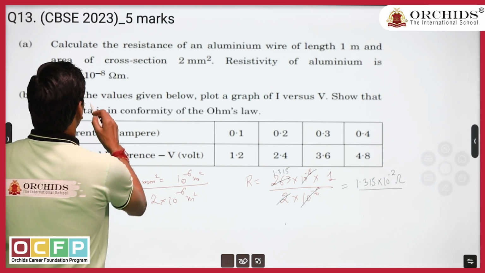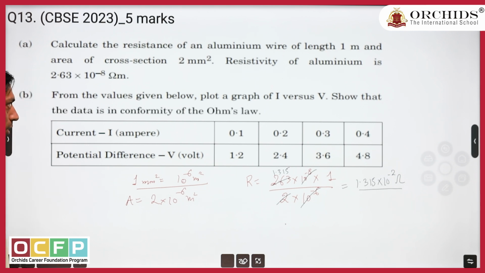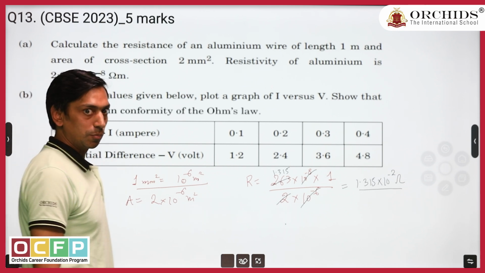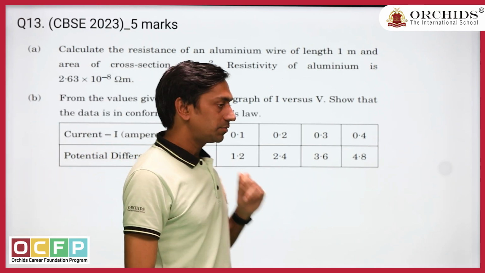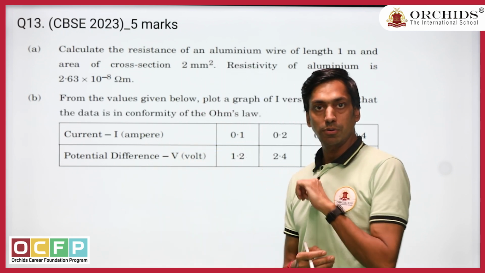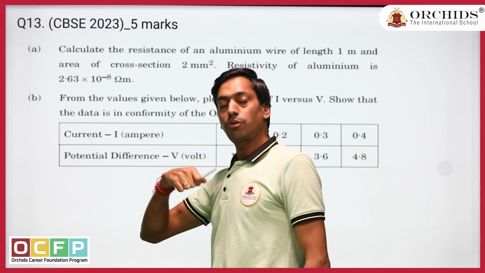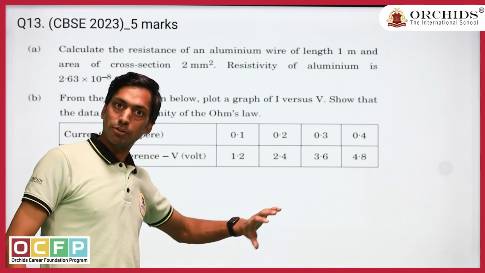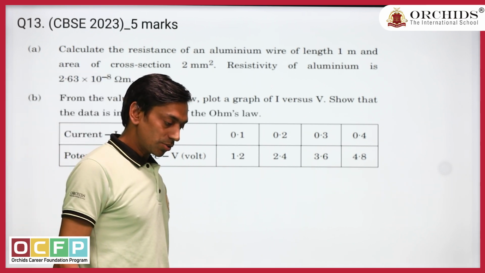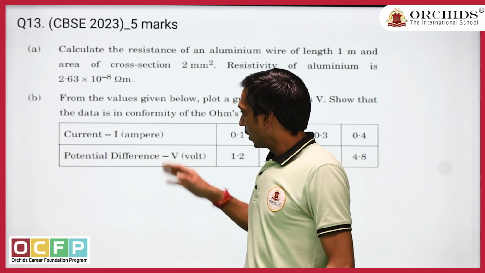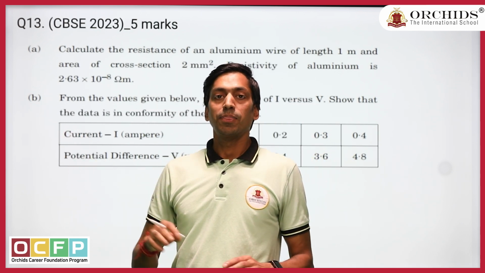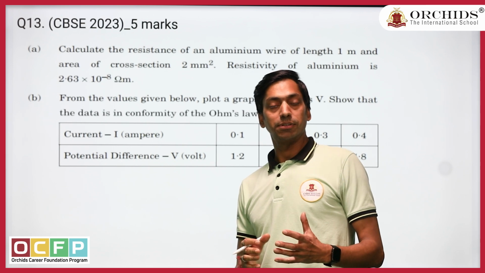Next, from the values given below, plot the graph of I versus V and show that the data is in conformity with Ohm's law. So in the second part of the question, we have to draw the graph. The table is given, and from the table we have to draw the graph and tell whether the given data values are in conformity with Ohm's law or not. So how to predict this answer? If you get a straight line after plotting these points, that means the data points are in conformity with Ohm's law.